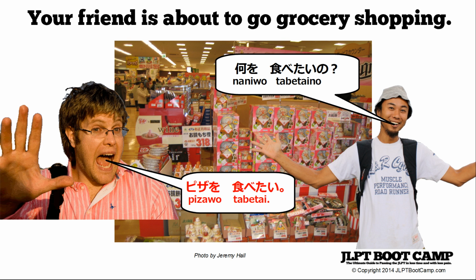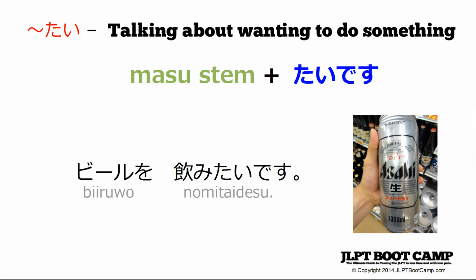And of course, you respond, "Pizza o tabetai." I want to eat pizza. And so you're using this tai structure, and this is used to talk about what you want to do. Not what other people want to do, but what you want to do. And that's very clear. Some people use this to talk about other people. It's technically incorrect, but in casual conversation it's used sometimes, and people will understand what you're trying to say.